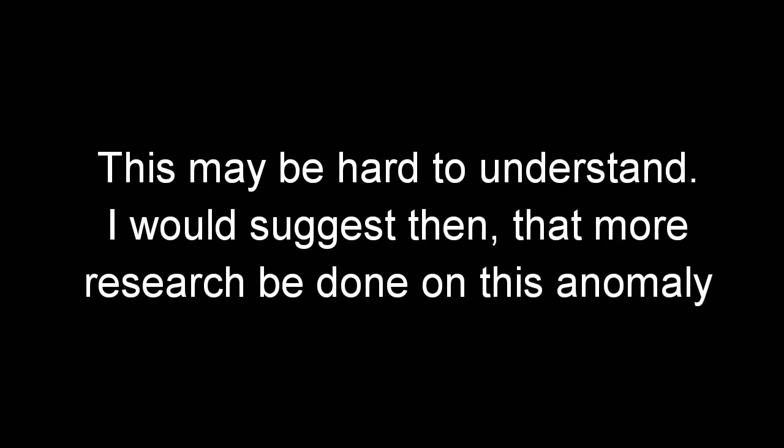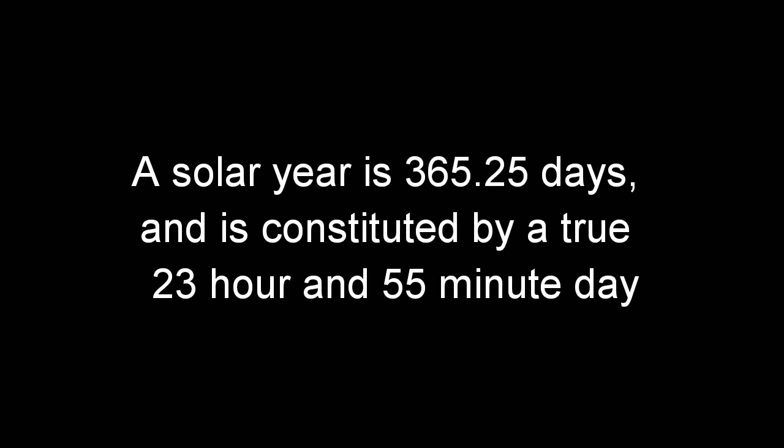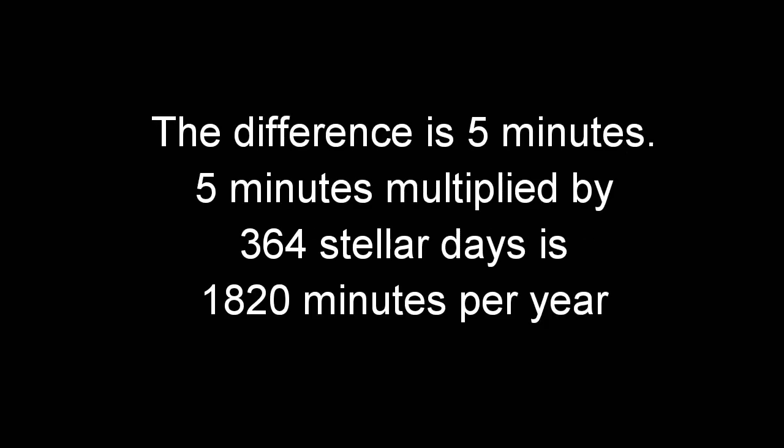This may be hard to understand. I would suggest then that more research be done on this anomaly. A stellar year is only 364 days, constituted by a stellar day that is a complete 24 hours. A solar year is 365.25 days, and is constituted by a true 23-hour and 55-minute day. I will explain how they are related. The difference is 5 minutes.